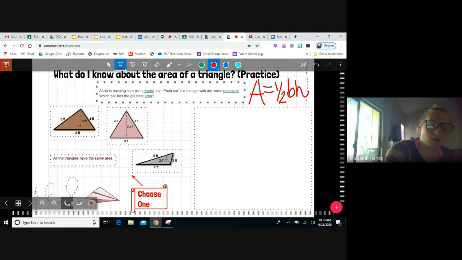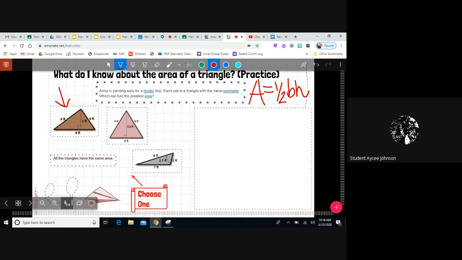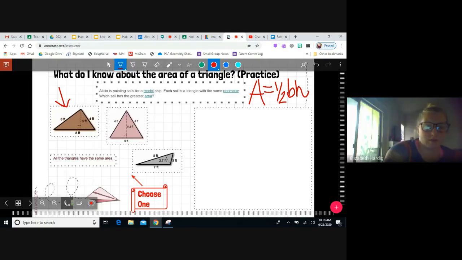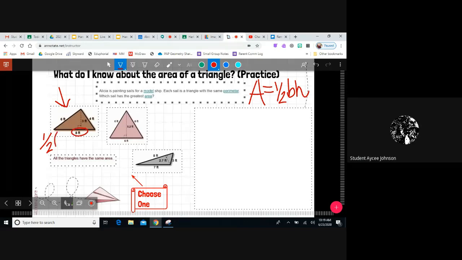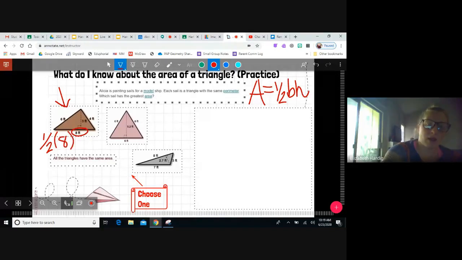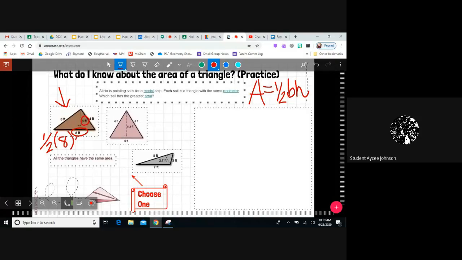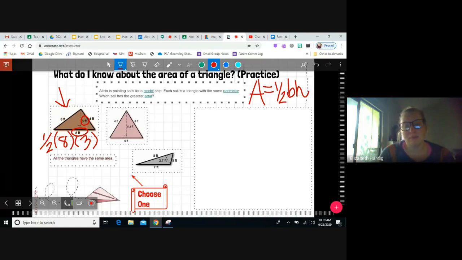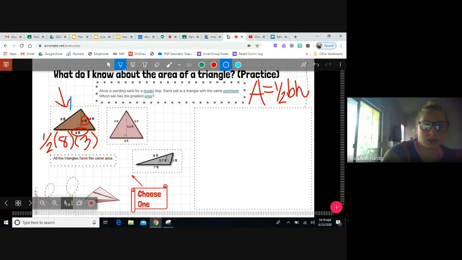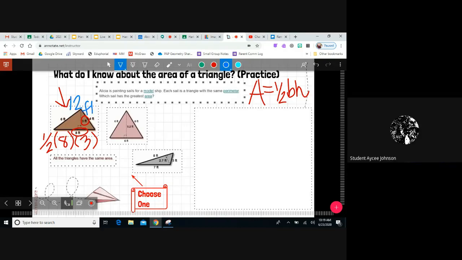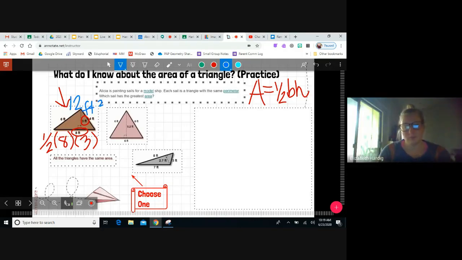I'm going to start with this triangle. So 1/2 the length of my base. My height is 3, make that triangle. Base times 3 is 24. So then half of 24 is 12. So this area is 12 feet squared.